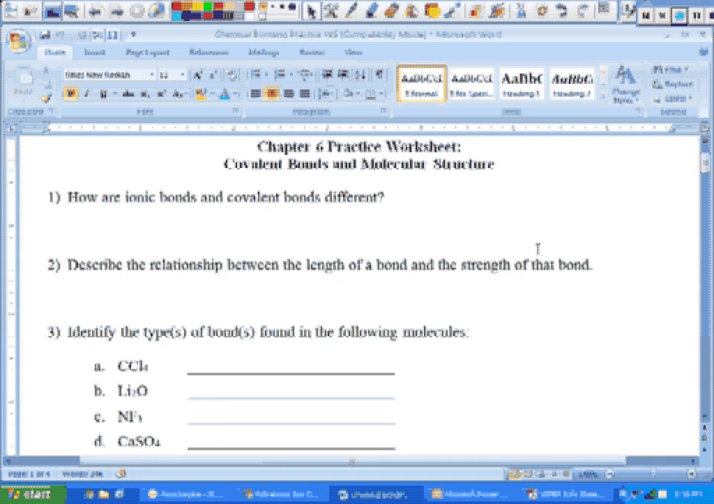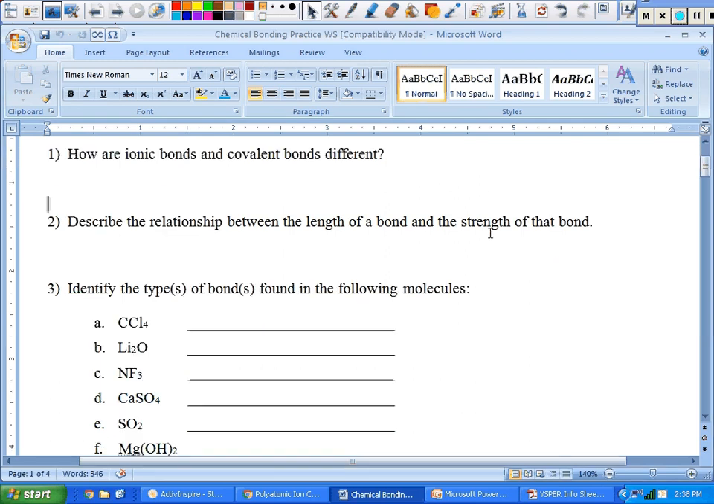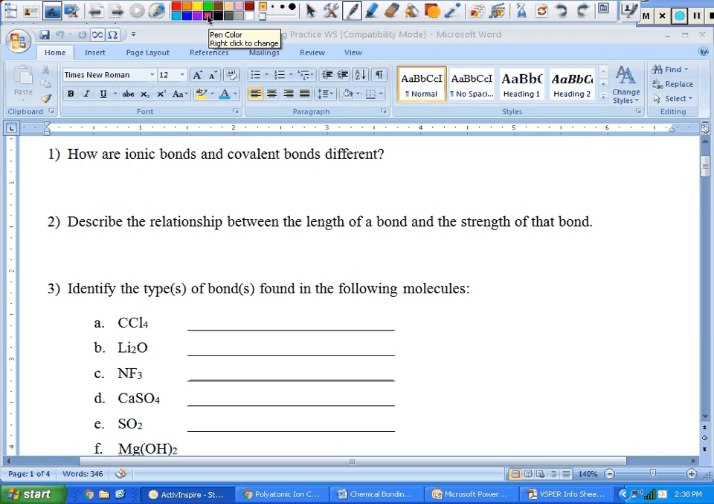So the first thing we're going to talk about is, again, the chemical bonding practice worksheet. It's at the very top of the page underneath the arrow. I want to go through and answer some of these questions. Hopefully you can answer these by now without putting a whole lot of thought and effort into it. Number one, how are ionic bonds and covalent bonds different? The way you can describe them actually determines their differences.